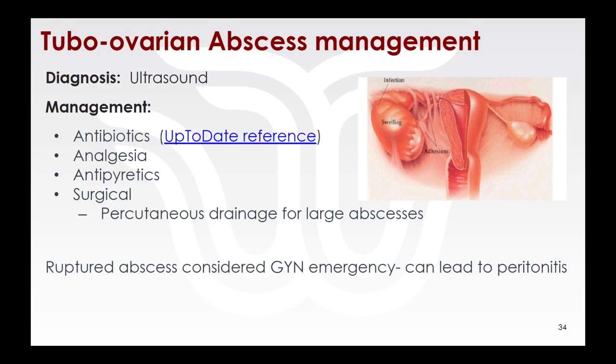A ruptured ovarian abscess is considered an emergency. So think about a ruptured appendix and all of that purulent bacterial fluid in the abdomen. Same kind of thought process here. So we don't want all of that in the pelvis, or you're going to get peritonitis. So you're not really going to see this in the office. This is someone that's going to present to the ED, but you should know this is often a question about what is a true gynecology emergency, and this is definitely one.